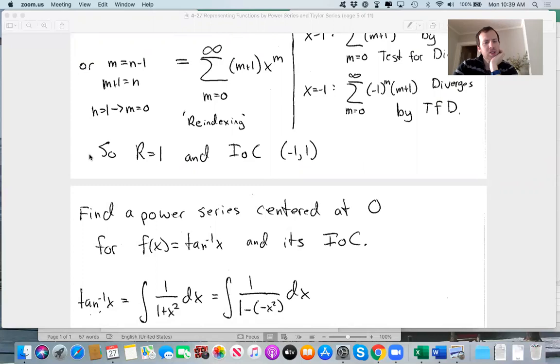So let's do this thing that I hinted at. Let's find a power series centered at 0 for inverse tangent. And we'll find its interval and radius of convergence along the way.